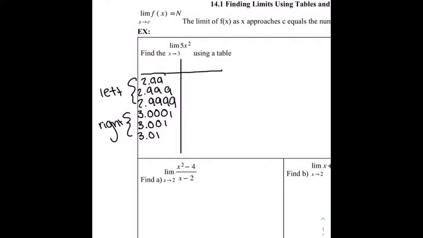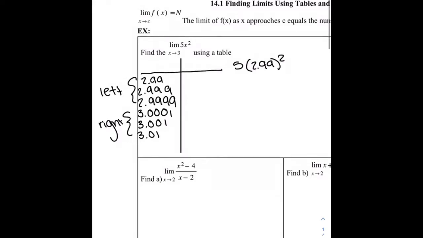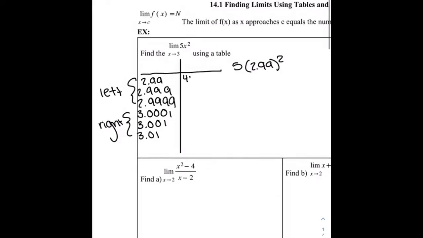Now I'm going to plug these numbers in for x in the original function. So I want to do this in the calculator, and it would be like 5 times 2.99 squared. And plugging that in, I would get 44.701. I'm going to save us some time and write down these answers.